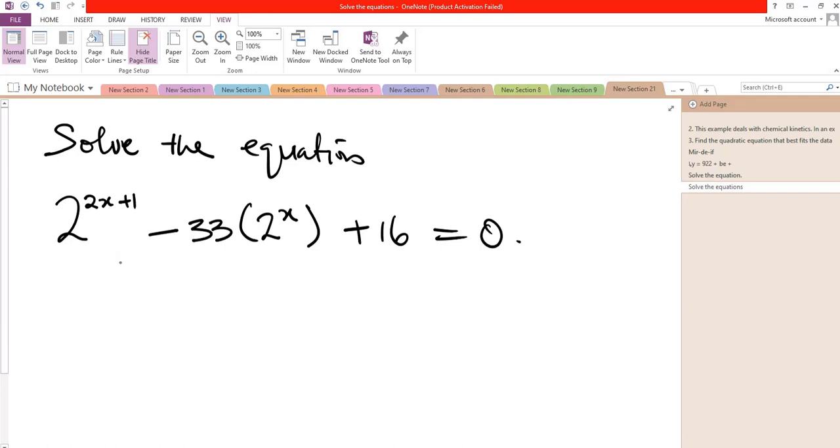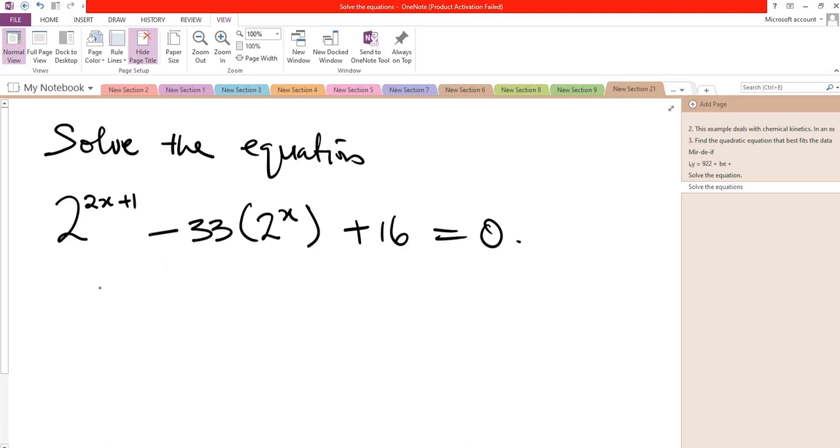Solve this equation: 2 raised to the power 2x plus 1, minus 33 in parentheses 2 raised to the power x, plus 16 equal to 0.